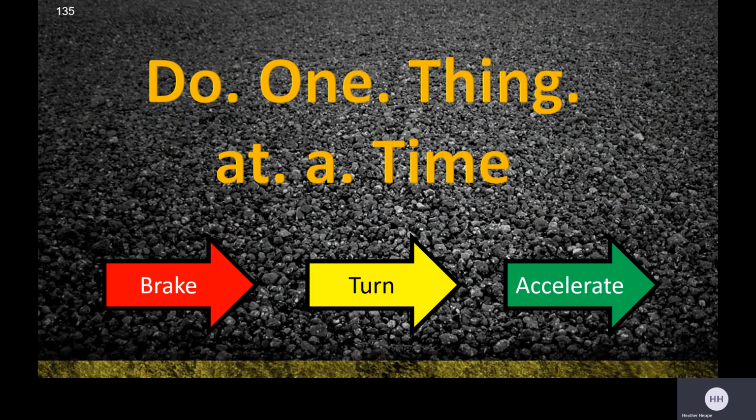That is why it's always better to do one thing at a time. Brake, then turn, then accelerate. We want to always try to avoid braking and turning at the same time. Slow down, make your turn, then accelerate.